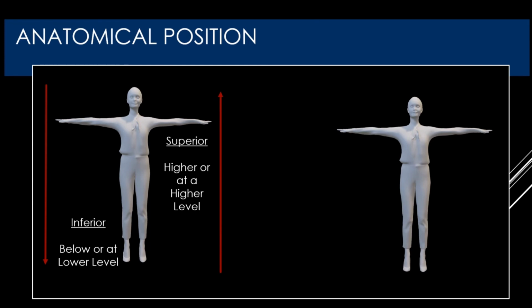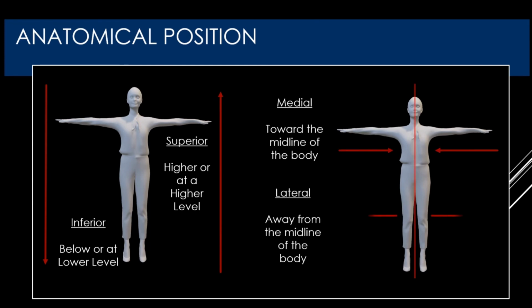Another example would be medial and lateral. Medial means towards the middle, and lateral means to the side or away from the middle. Again, using anatomic position, we could say that the little toe is located on the lateral side of the foot and the middle toe is medial to the outside of the foot.